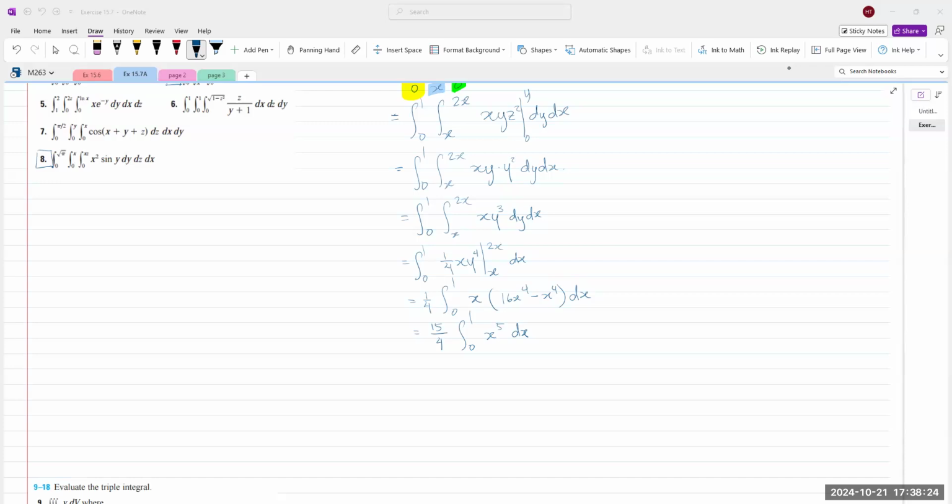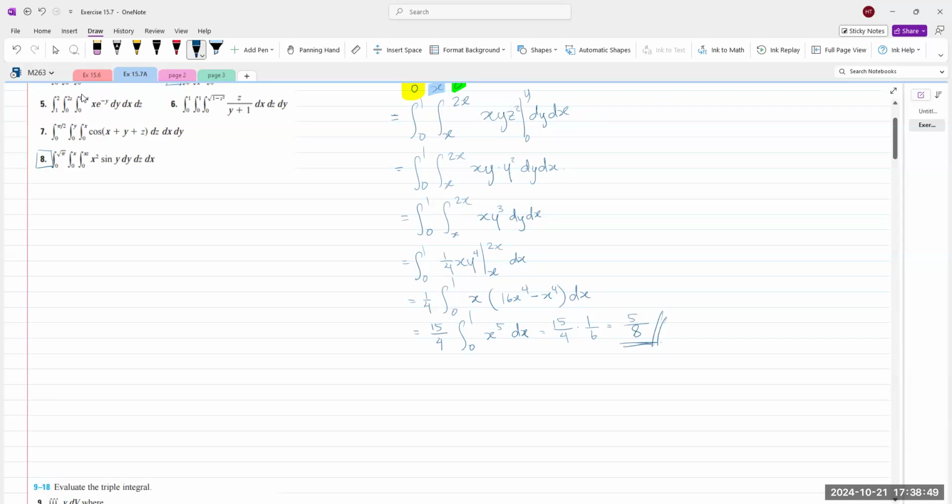And then when I integrate that, that will give me 15 over 4 times 1/6, because it's 1/6 x to the 6 from 0 to 1. But you know, a polynomial from 0 to 1 is just the coefficients, right? So I skip that little step there. Reduced by 3, that will be 5. Reduced by 3, that's 8.